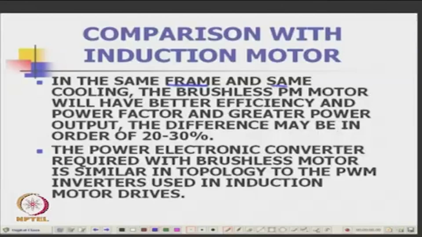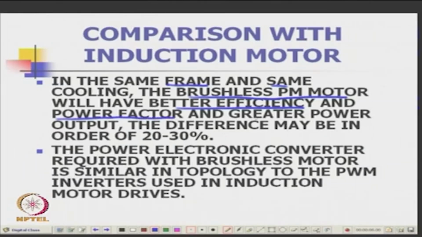Now, can you compare a brushless DC motor with an induction motor? Okay. In the same frame and same cooling, the brushless PM motor will have a better efficiency because you do not have a rotor supply system. See, the point is in the induction motor the current that is drawn will have to supply both active power and reactive power. So, here no current is to be drawn to provide reactive power because the flux is always permanently provided by the magnet.